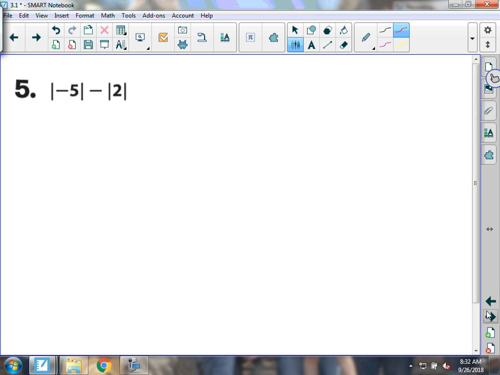Now we have an expression. The absolute value of -5 minus the absolute value of 2. So we're going to find our absolute values first. The absolute value of -5 is 5. Minus, our minus just carries down. The absolute value of 2 is 2. What's 5 minus 2? 3. So that's their answer. The absolute value of -5 minus the absolute value of 2 is 3.